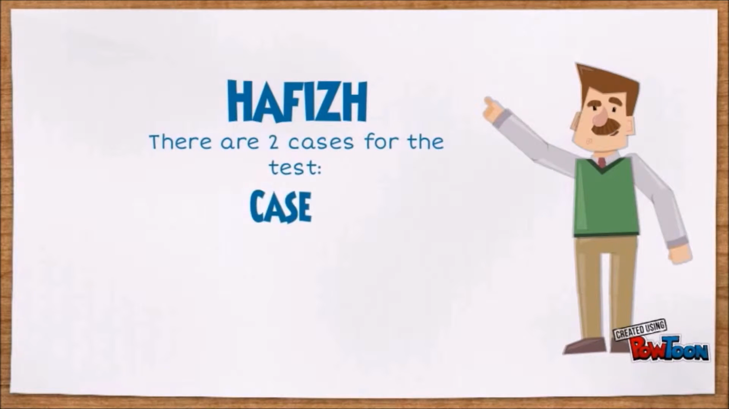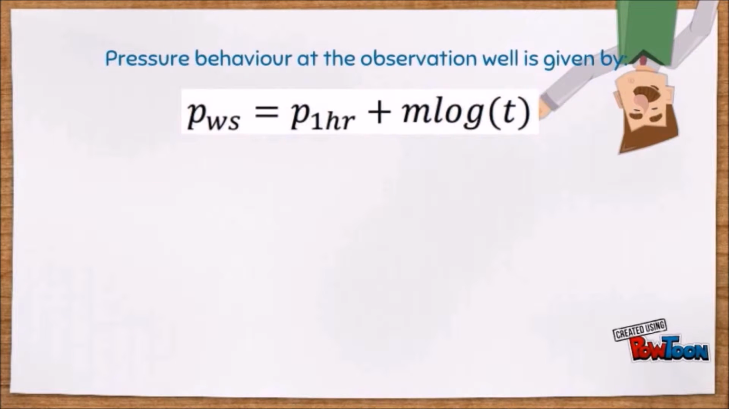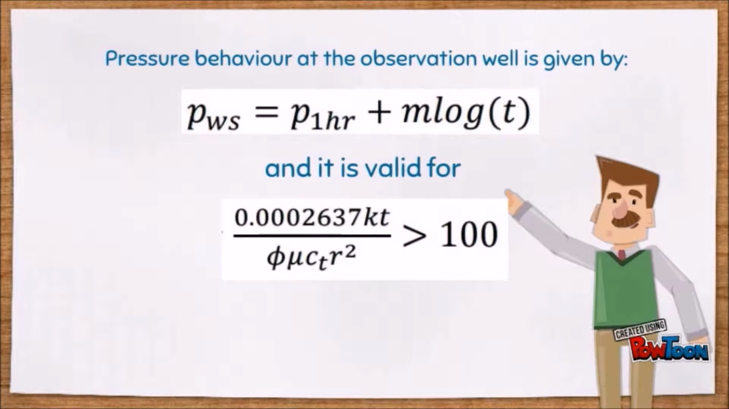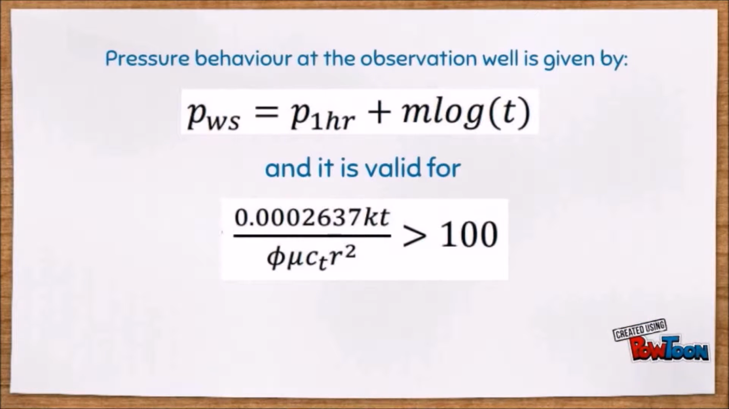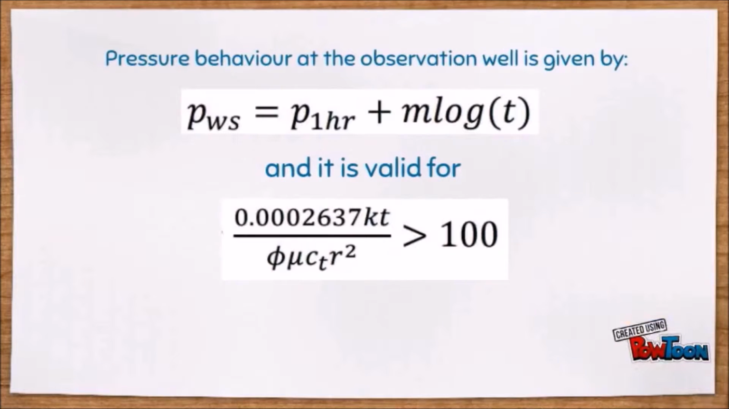There are two cases for the test. The first one is case 1, which is active well is producing or injecting. Pressure behavior at the observation well is given by PWS is equal to P1HR plus M log T, and it is valid for the product of 0.002637 times K divided by porosity times viscosity times compressibility, and the square of radius, or the value of the product is greater than 100.